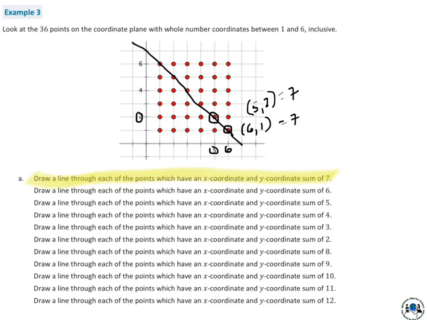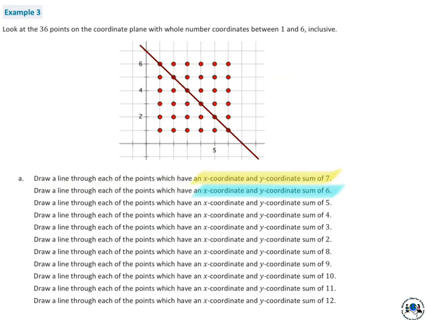Okay, so your task here is to go ahead and do that for all of these different sums. 6, 5, 4, 3, 2, 8, 9, 10, 11, 12. Okay? So there's going to be a bunch of lines on here, and you can imagine where they're going to be probably right now. But go ahead and do that, and come on back, and we'll finish this up.